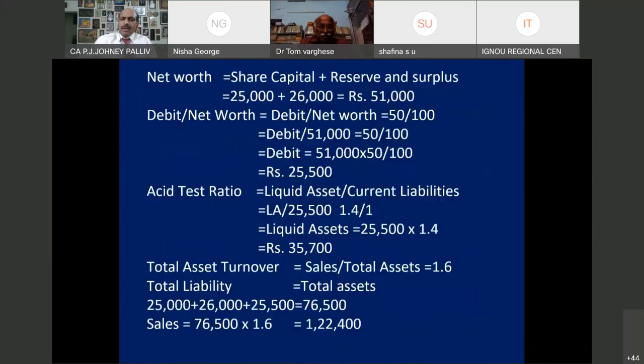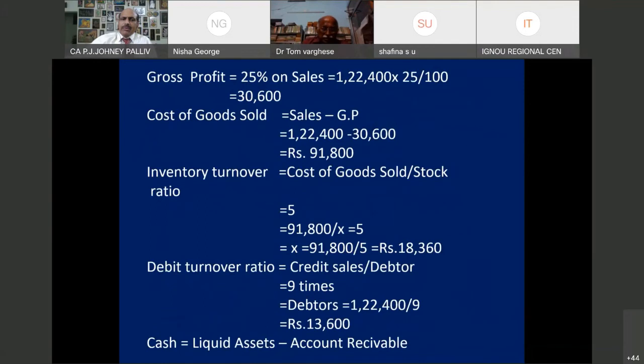So we have taken 5. Cost of goods sold divided by stock is equal to 5. What is cost of goods sold? 91,800, divided by X, what is stock? Divided by stock is 5. Therefore, stock is equal to 91,800 divided by 5. Is it clear to you? Yes, sir. Clear. So, the inventory or the stock is clear.